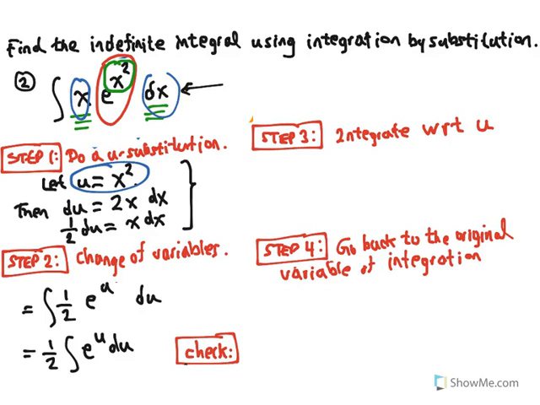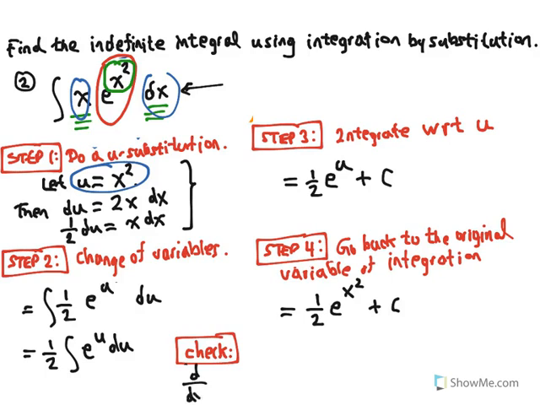An antiderivative of e to the u with respect to u is e to the u. So I just have 1/2 times e to the u plus the constant of integration. We want to go back to the original variable of integration. So all we have to do is go back to step 1. What is u? u is x squared, so I write 1/2 e to the x squared plus c.